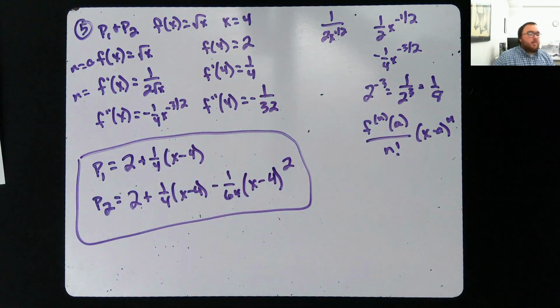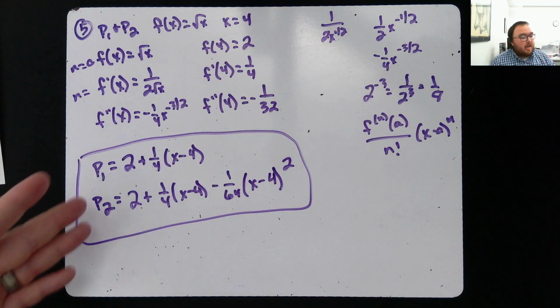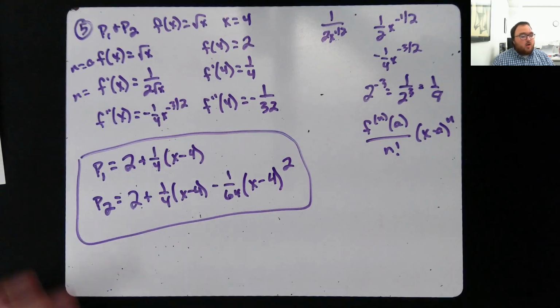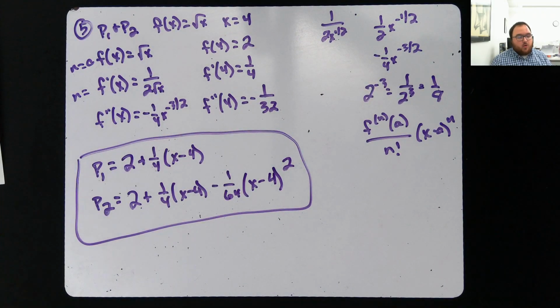So these would be helpful if I wanted to find the square root of something close to 4. Like this would be helpful in finding the square root of 5 or the square root of 3, right? But this wouldn't be very helpful in finding the square root of 15, because 15 is too far away from 4 for this to really help us out. You know what I mean? If that doesn't make sense, then let me know.